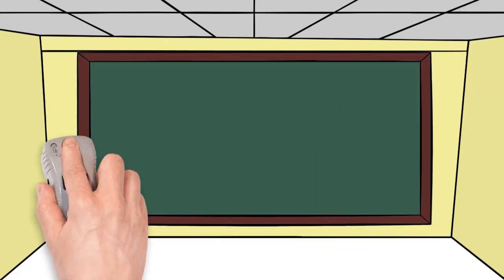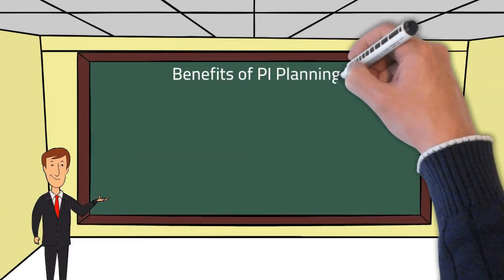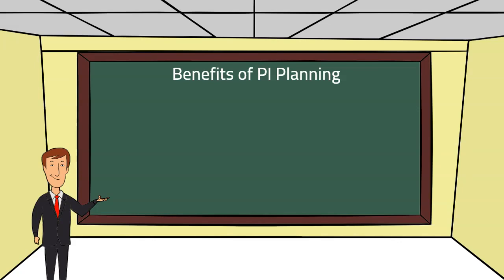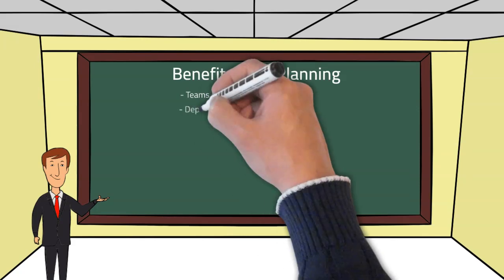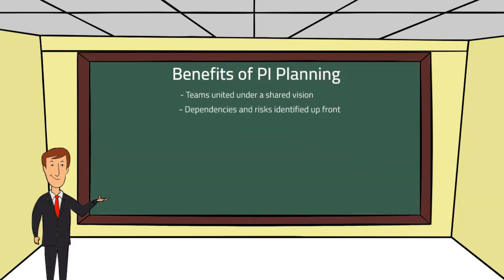So let's have a look at some of the benefits of PI planning. Teams united under a shared vision. So all the squads within the tribe understand the shared vision and are working towards common goals. Dependencies and risks identified up front, so that we know before we go into that program increment that we've identified all the dependencies between the squads and external dependencies, and also we've identified our risks. We'll talk about that more as we go forwards.